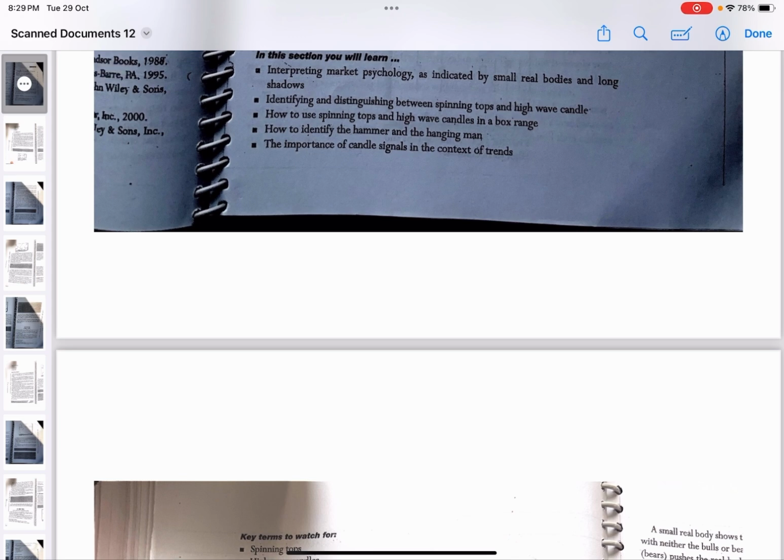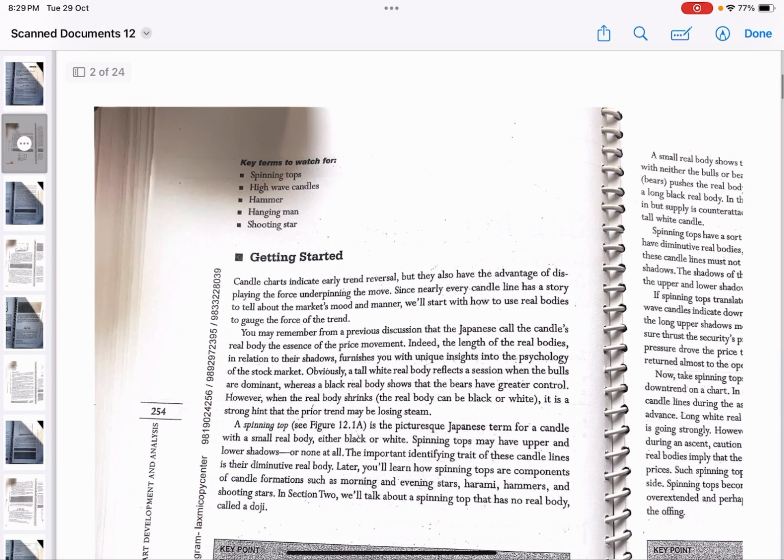In this section, you will learn interpreting market psychology as indicated by small real bodies and long shadows, identifying and distinguishing between spinning tops and a high wave candle, how to use spinning tops and high wave candles in a box range, how to identify the hammer and the hanging man, and the importance of candle signals in the context of trends. So these are the key terms. You can pause and note them down.